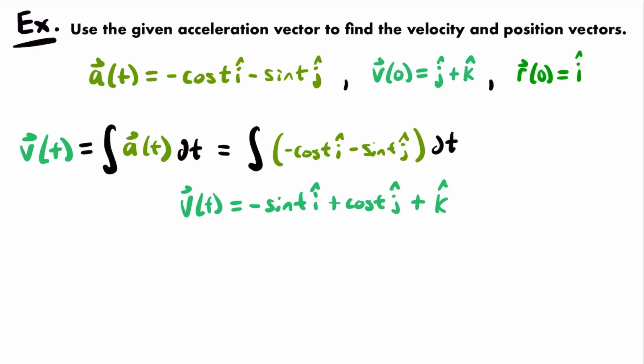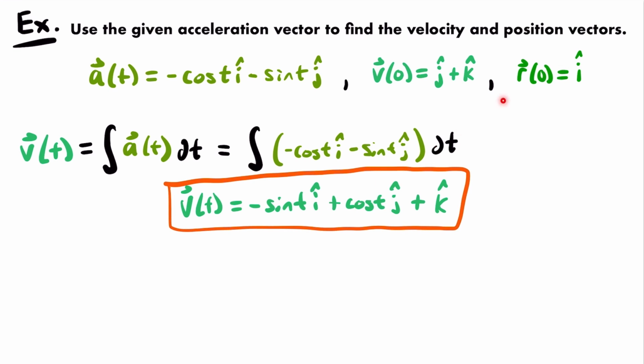All right, that's what we have found for the velocity vector. So we've done half of this problem now. We found the velocity vector given this acceleration vector and our initial condition for the velocity vector. So feel free to box that in. That is our first answer.